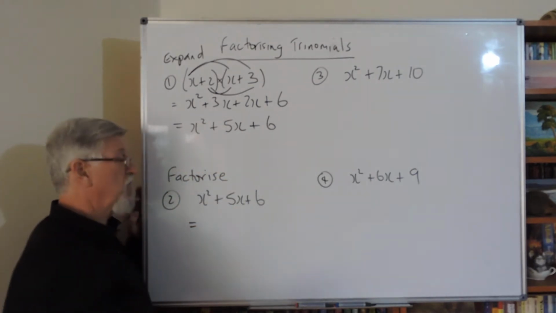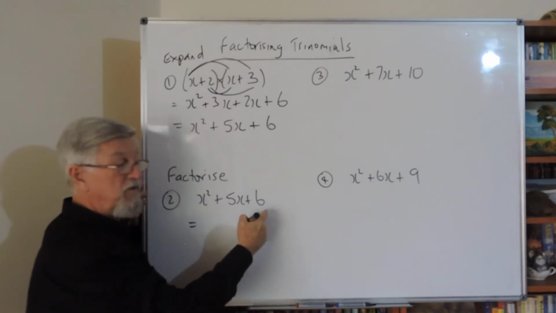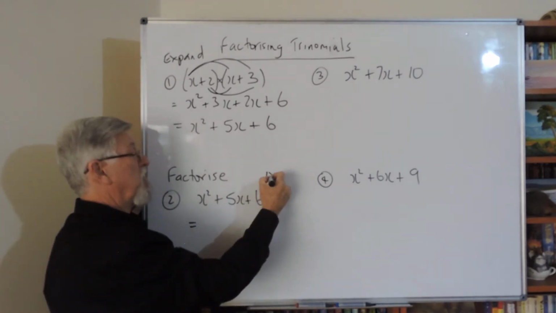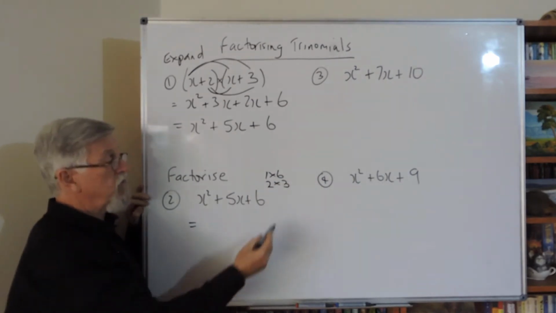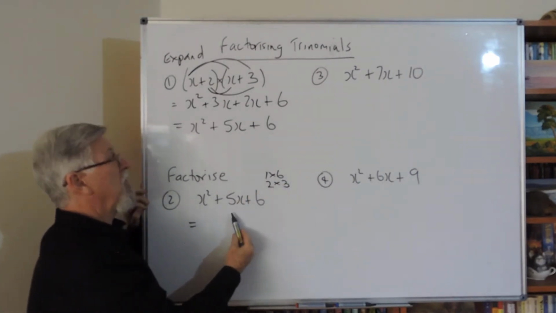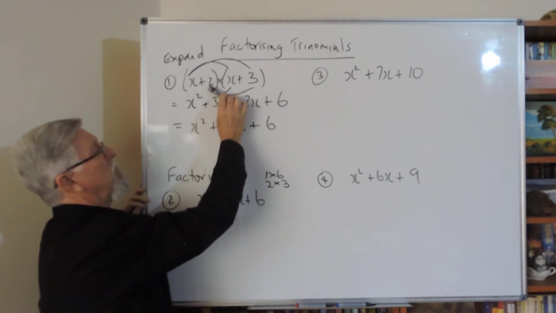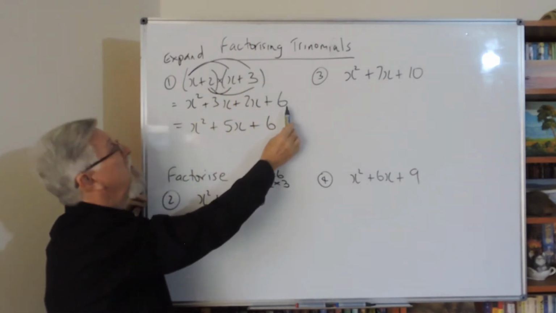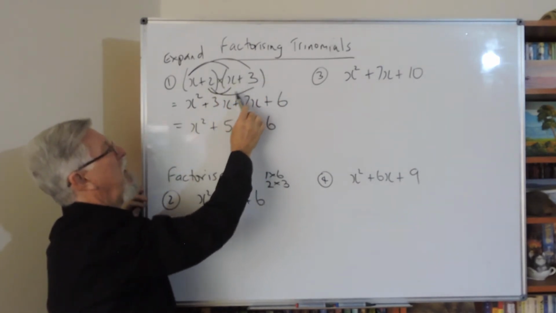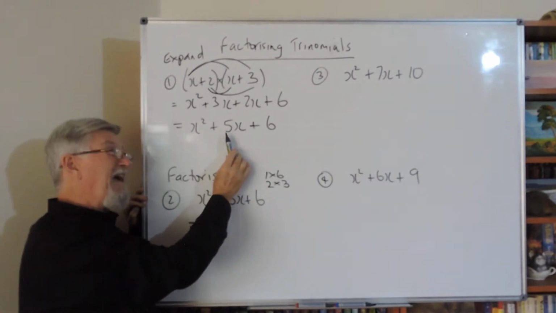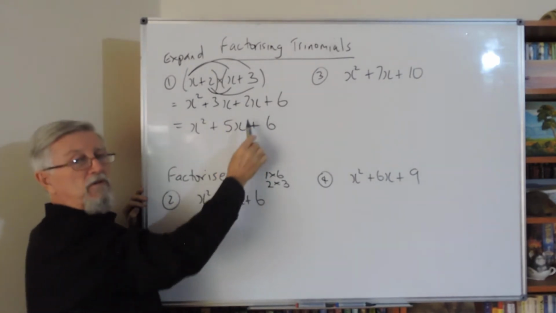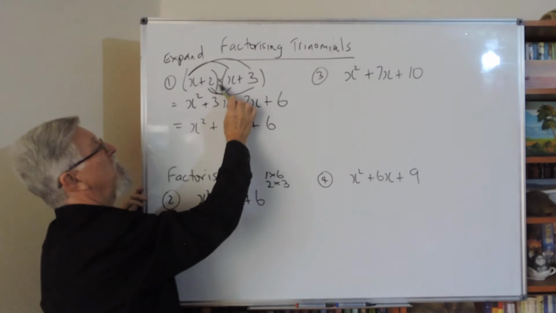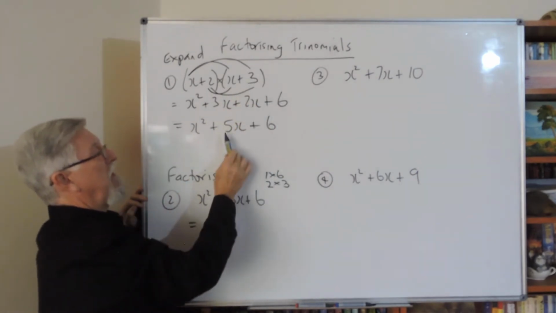For me, I still write, how can I get two numbers that multiply to 6? So that's 1 and 6, and the other one is 2 and 3. Which one of those adds up to 5? So go back to here. The 2 times the 3 gave us a 6, but the 2 and the 3 added up to 5. They really added up to 5x with the x's with them. But in principle, two numbers that multiply to 6 and add to 5.